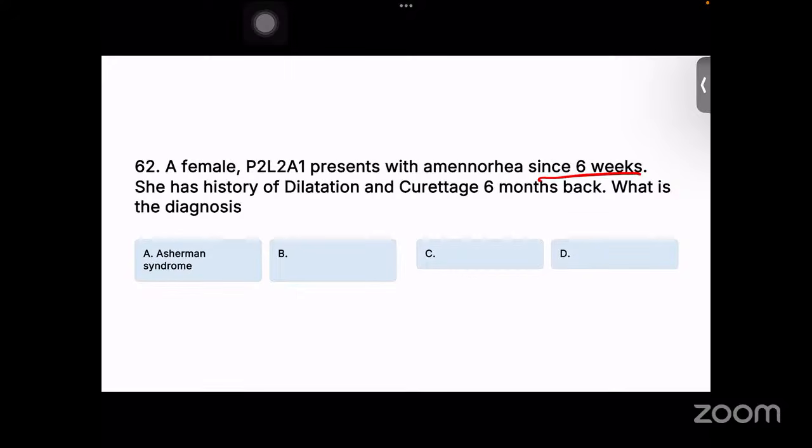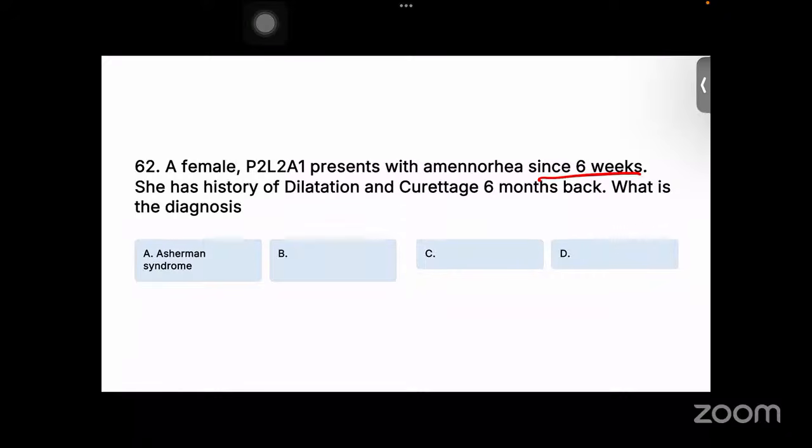We don't see the other options here. If you see the other options, it will be good. But basically, Asherman syndrome develops following endometrial trauma. So this patient underwent a D&C 6 months back, that means endometrial trauma secondary to this D&C.